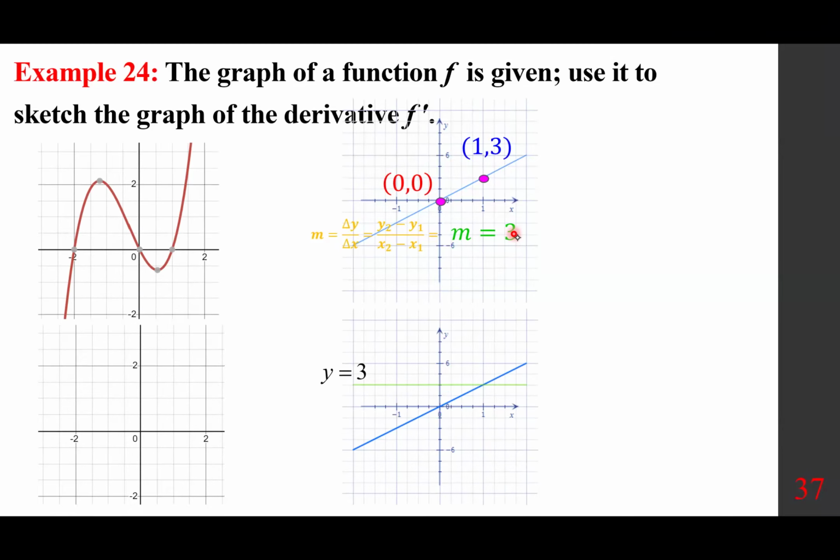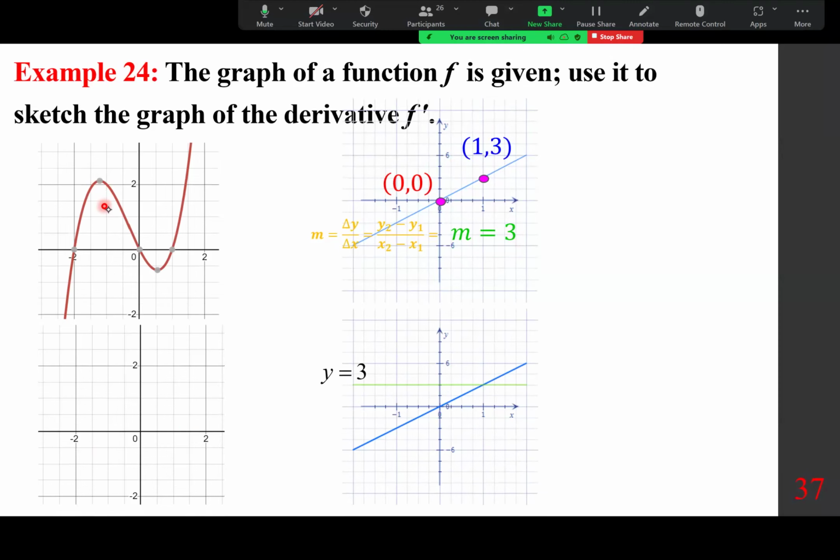What about this one? Again, at this point, we have slope equal to 0 at this point and at this point. The reason why, because those are peaks and valleys. So corresponding to those 2 points, we have these 2 points on the x-axis of its derivative.